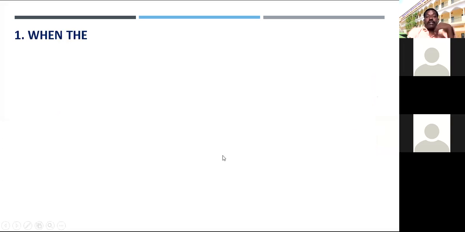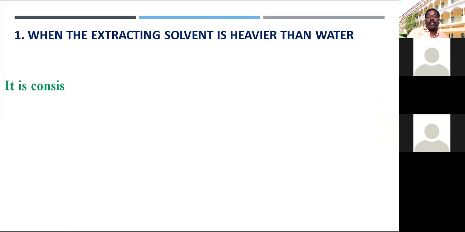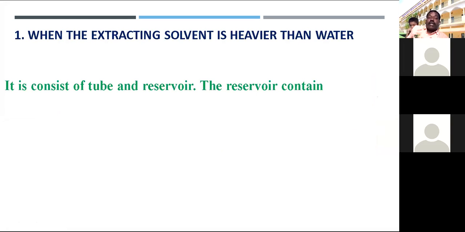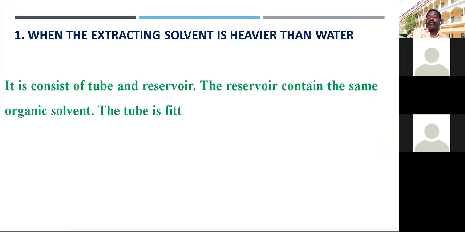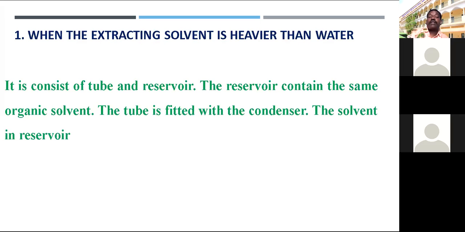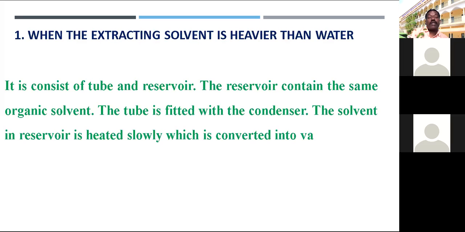The first one is when the extraction solvent is heavier than water. It consists of a tube. As already shown in the diagram, it consists of two reservoirs. The reservoir contains the same organic solvent. The tube is fitted with condensers. The reservoir is heated slowly, which converts the solvent into the vapor state.